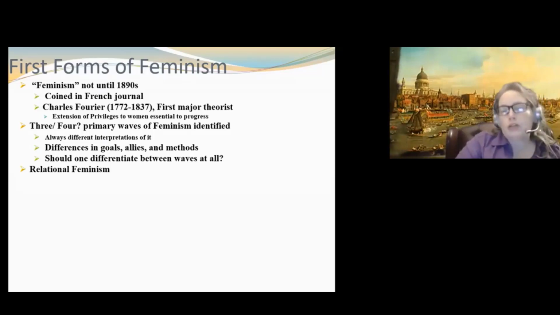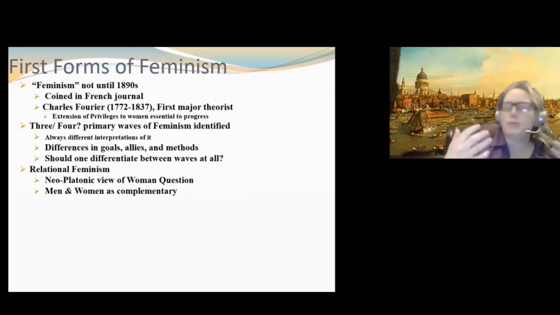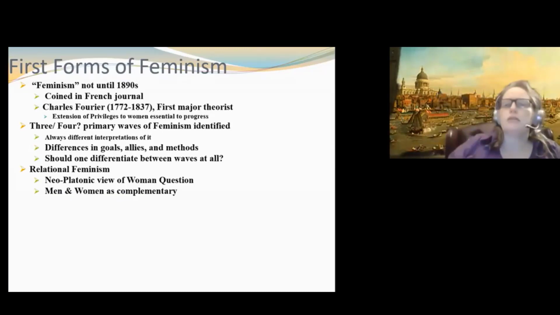what we call relational feminists. Relational feminists are going to use this Neoplatonic view of women, much like what we talked about a few minutes ago, that men and women are complementary. You need them both. They both need to have a voice in society. This is the idea that supports women being involved in a lot of social reform movements, even before they get the vote, because they're more in tune with certain aspects of society than men are. And you need both voices.